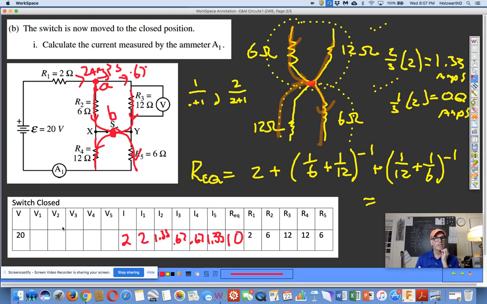Now, do we need to fill in any of these potential drops? I don't know. I did it earlier, but let's see if it's asked once again, if there's a potential drop anywhere. It could be. We'll see. All right, let's move right along. Hopefully this has been helpful.